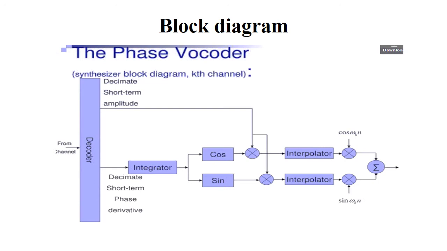In the integrator it is divided into cosine signals and sine signals. Both are passed to the multiplier, and it will pass into the interpolator. The interpolator will generate the input signal of cosine and sine signal, and it will pass into the summation, giving the audio output signal.